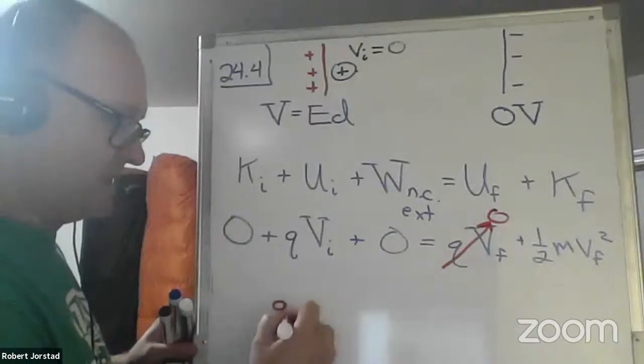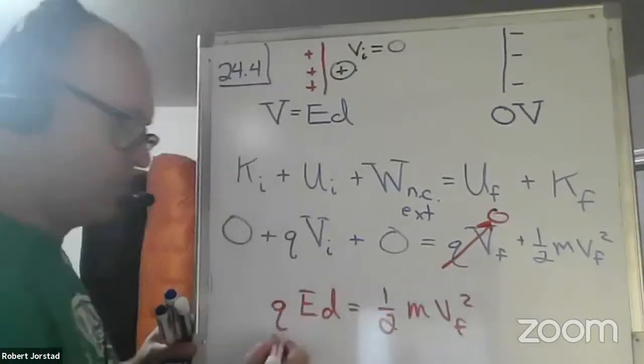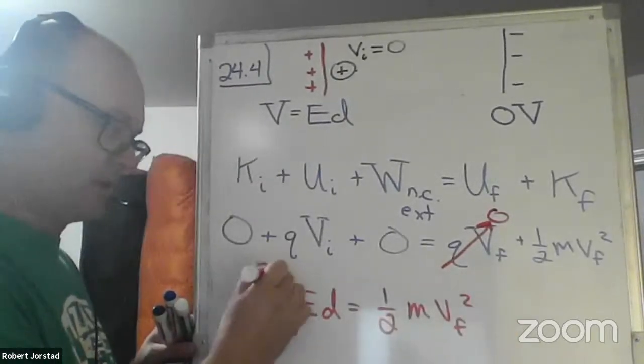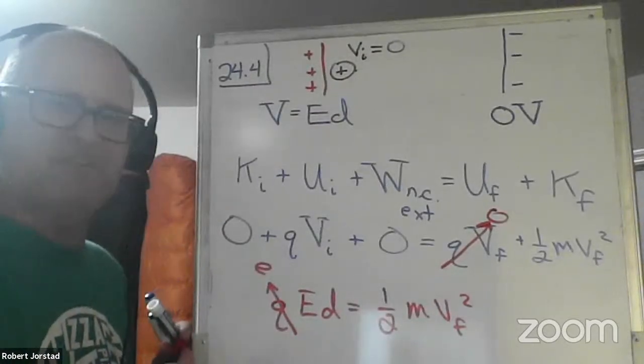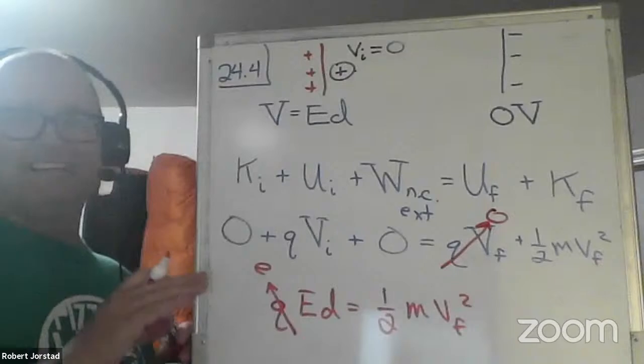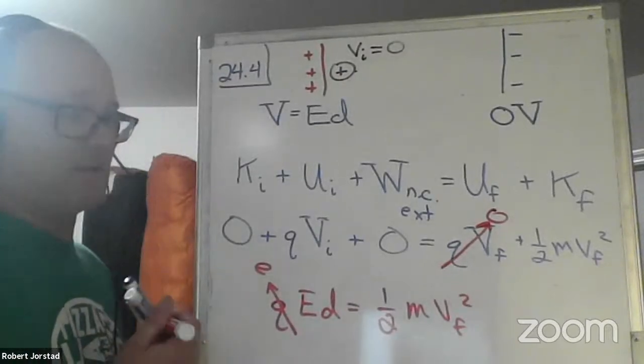The voltage final is 0, right? So you can just take that out. That drops out. So notice this gives me Q E D equals 1/2 M V final squared. Well, Q in this problem is lowercase e. We get back the same answer that we had before without having to remember dot products, angles, work definitions, deltas. It's like, oh my gosh.